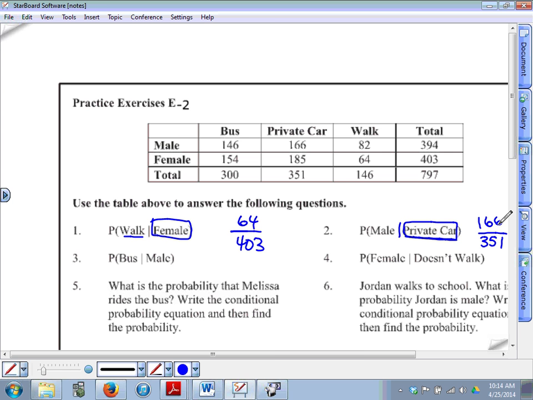So quickly do 1 through 4 and then stop, because I'm going to help you on 5 and 6. Just take a moment to do questions 1 through 4. I have a question. On number 3, what did you guys get? I think mine is wrong, but it's 146 over 394. It's actually 73 over 197.